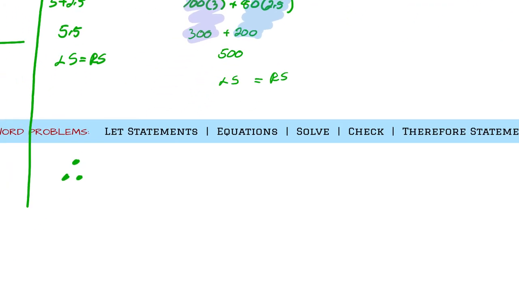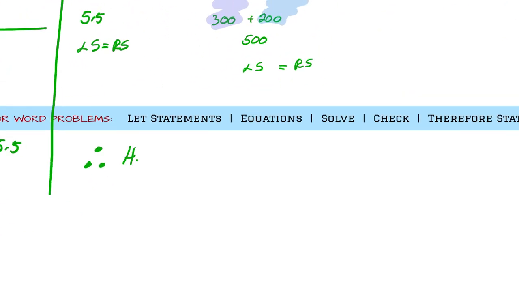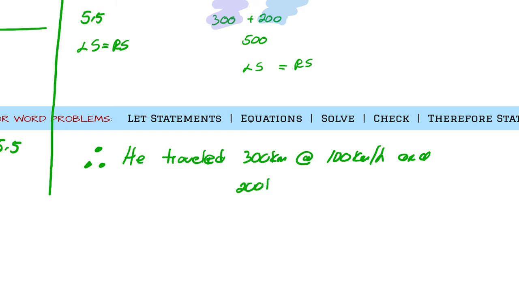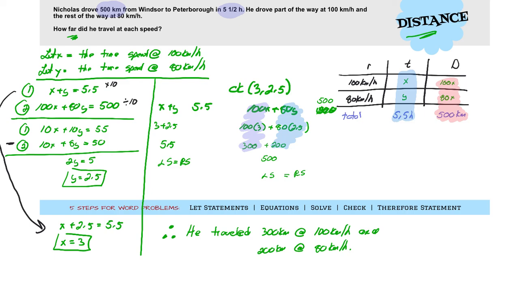So therefore, what's the name of this person? Nicholas. So I'll just say he traveled. I never know if there's two L's or one L in the word traveled. 300 kilometers at 100 kilometers per hour and 200 kilometers at 80 kilometers per hour. And there we go. That's our last word problem.